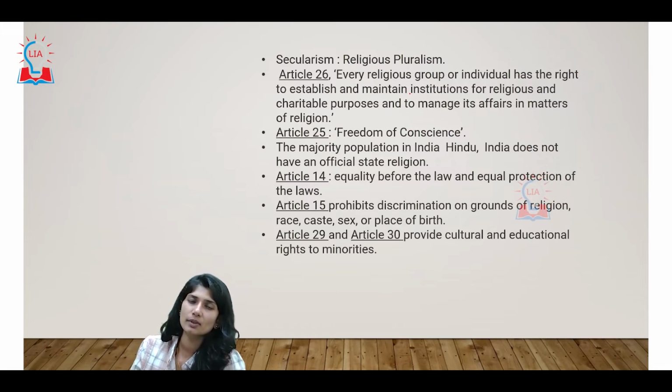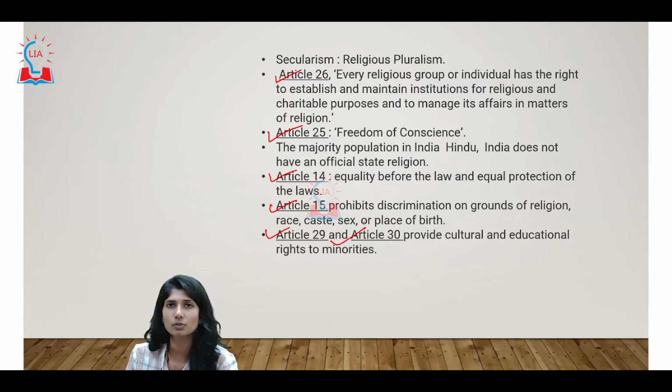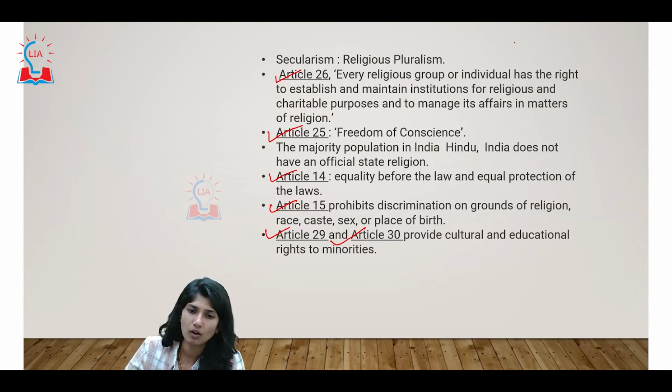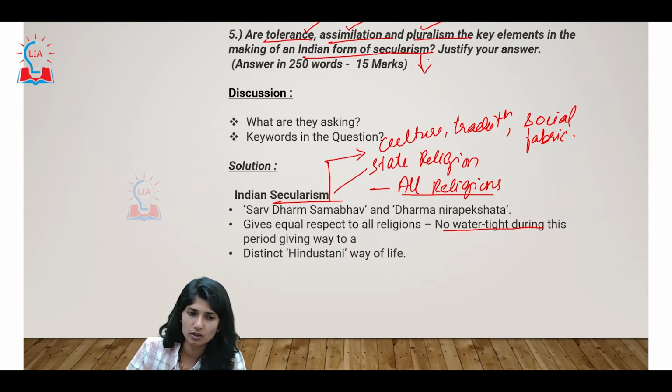Now, when we speak about Indian secularism, we have to specifically mention our constitutional provisions of secularism, that being given in Article 25, Article 26, Article 14, Article 15, 29, 30. It's okay if you don't remember explicitly what those are, but mentioning them gives you an edge as to the constitutionally provided rights of people or religion or the aspects. Look at the words tolerance, assimilation, pluralism.